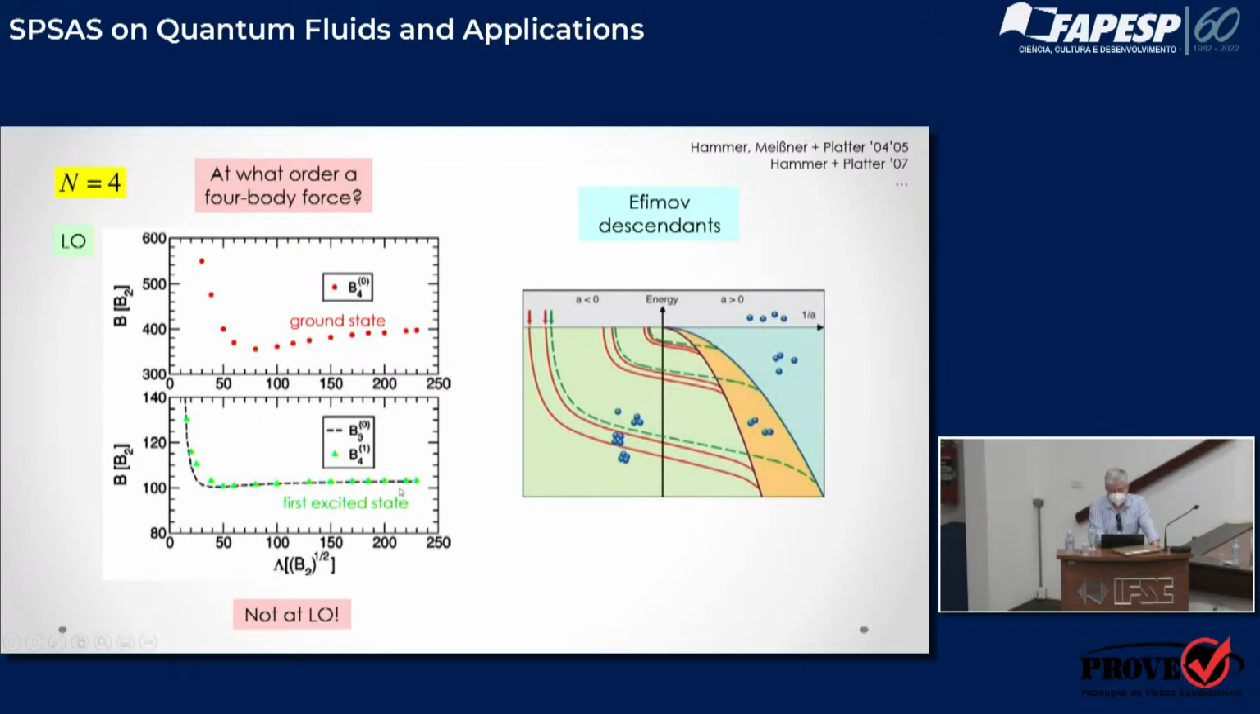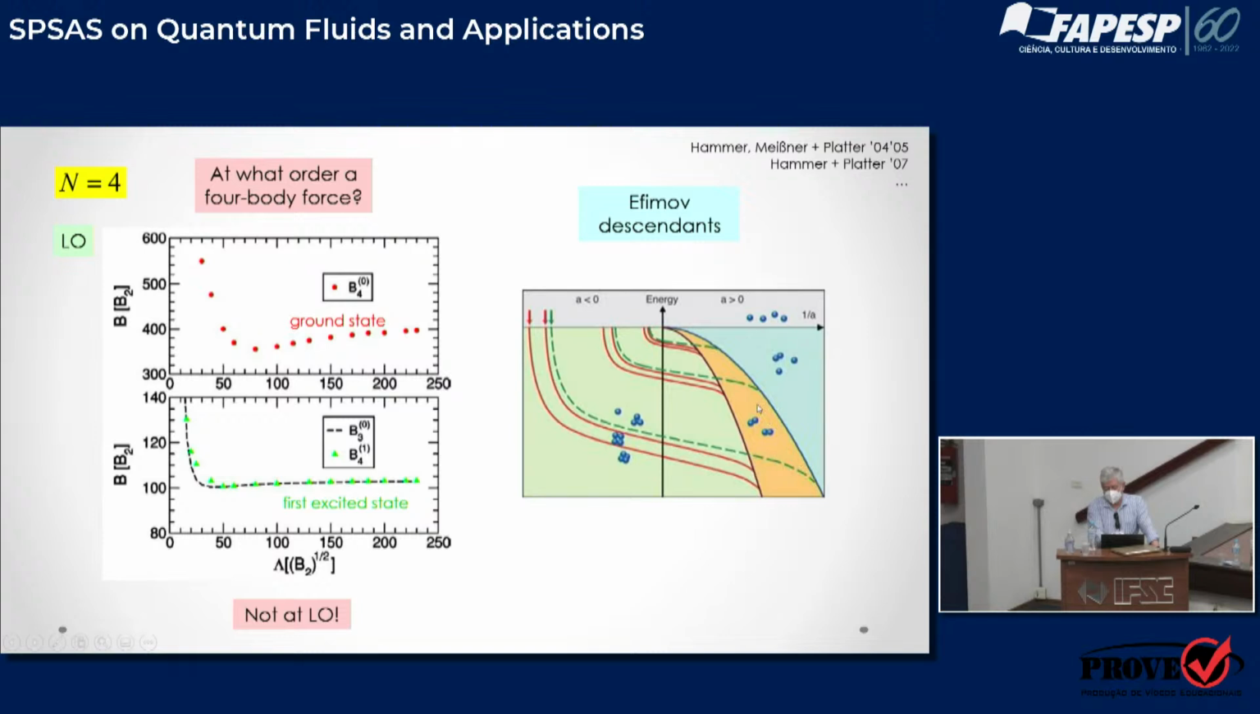excited state is very barely below the 3+1 threshold. So I like to call these two states the Efimov descendants, because they are the states associated with the Efimov states. So the plot for the four-body system is sketched here.